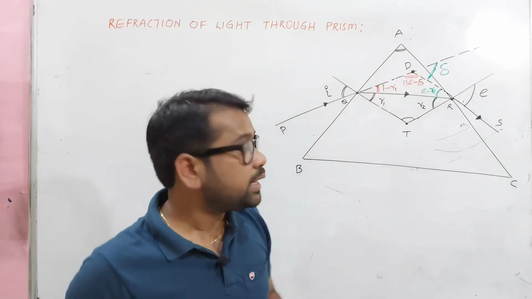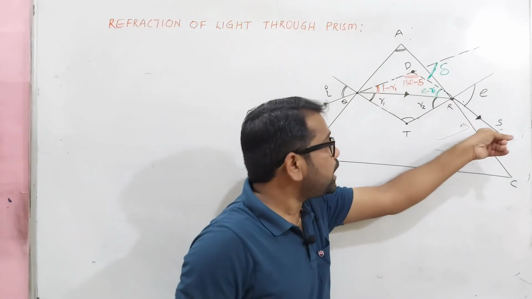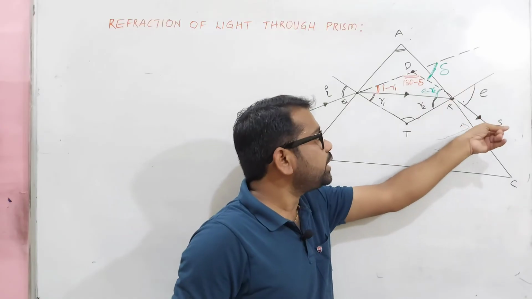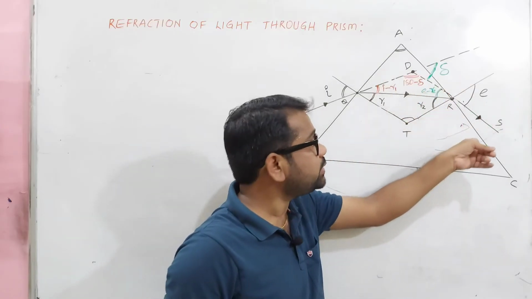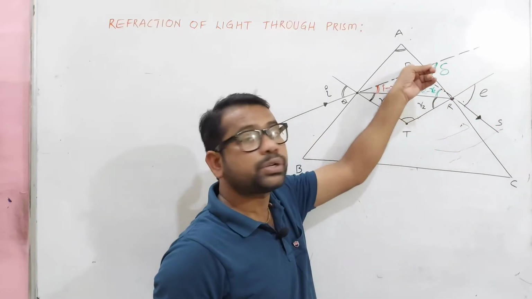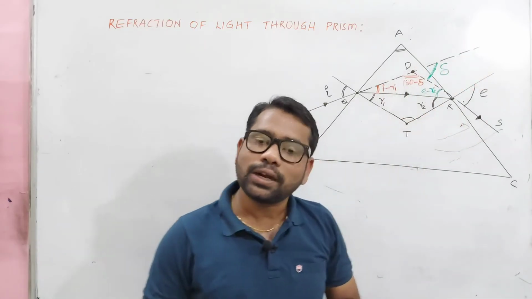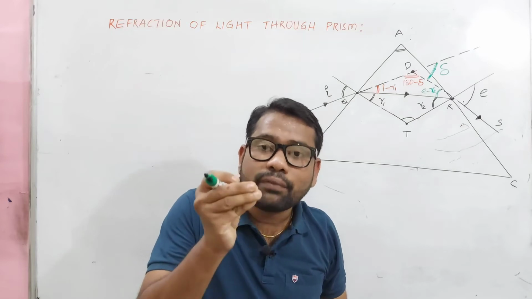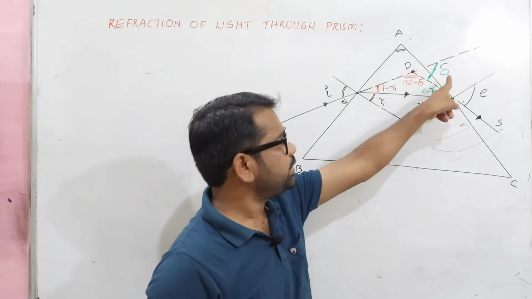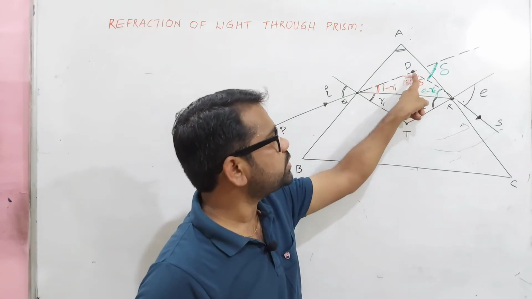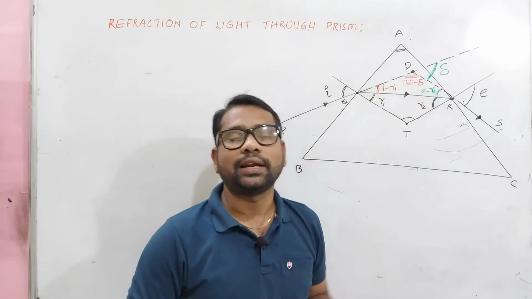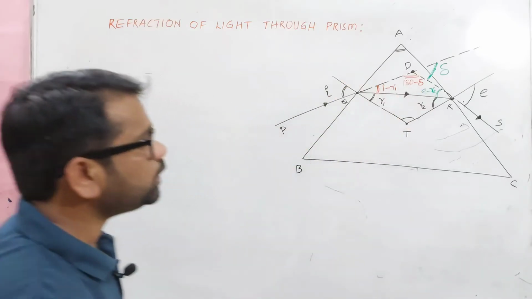And here one very important thing is that what we are doing here is extending, prolonging this emergent ray backwards so that it is making some angle with the original path of the ray. That only we can call an angle of deviation. As it is an angle of deviation, children, this angle is how much here? 180 minus delta.